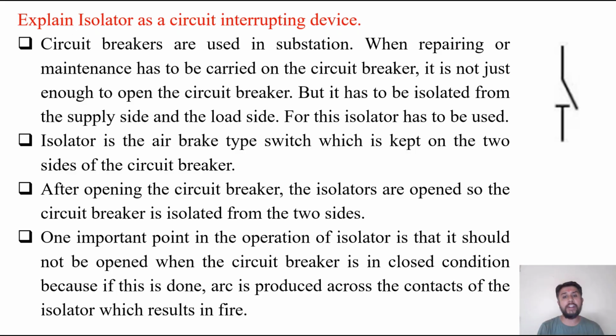One important point in the operation of an isolator is that it should not be opened when the circuit breaker is in closed condition, because if this is done, an arc is produced across the contacts of the isolator, which results in fire. As an isolator is not an on-load switch, it is not directly opened when the circuit breaker is still in the operating condition. So this is how an isolator is used as a circuit interrupting device.